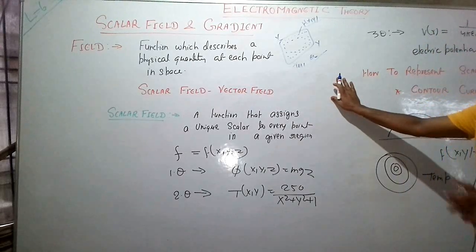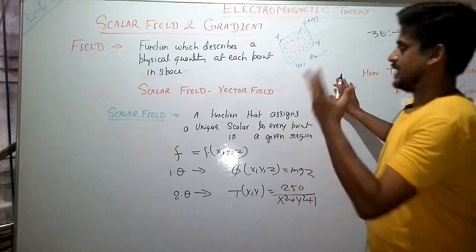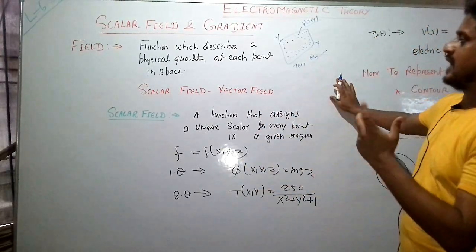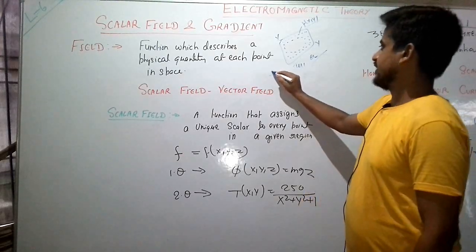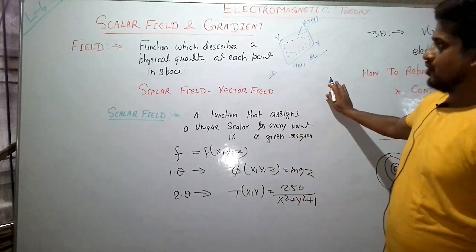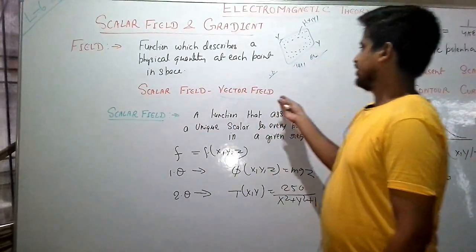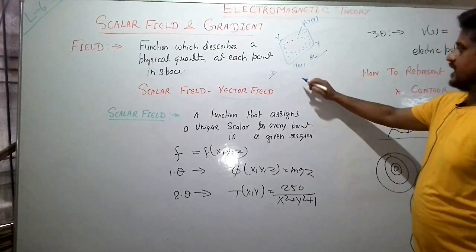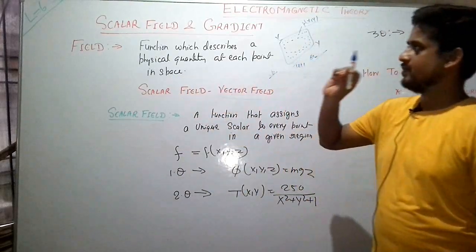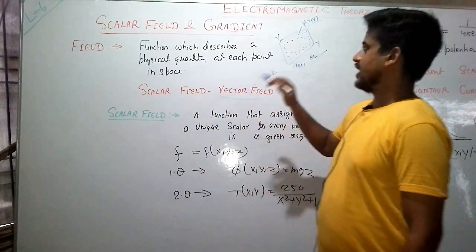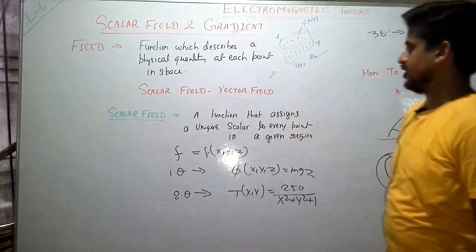So a field is actually a function, and it can be one dimensional, two dimensional, three dimensional, or four dimensional. In relativistic theory we have a four dimensional function. So fields are of two types. One is called a scalar field, another is called a vector field. We know that there is a scalar and there is a vector. A scalar only has a magnitude, but a vector has both magnitude and direction. So in that sense, a scalar field has only a value.